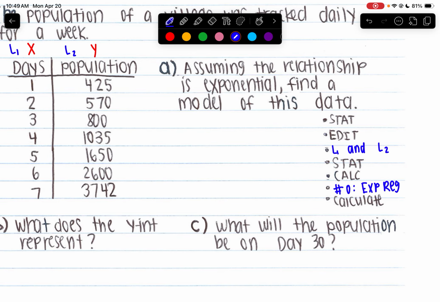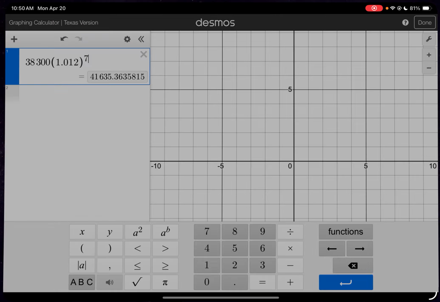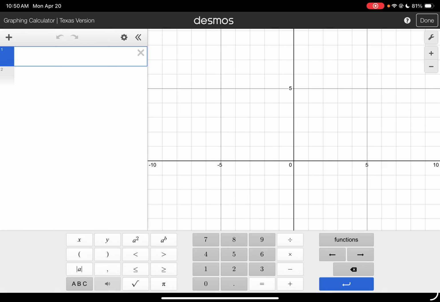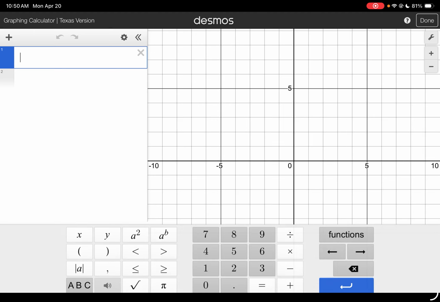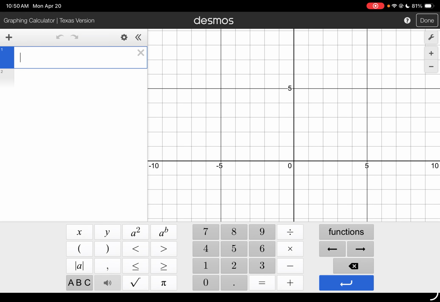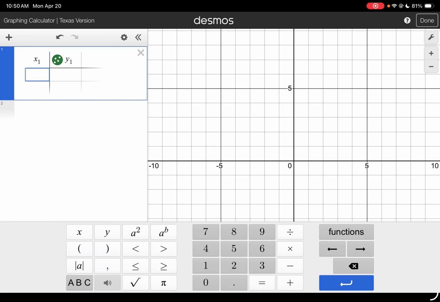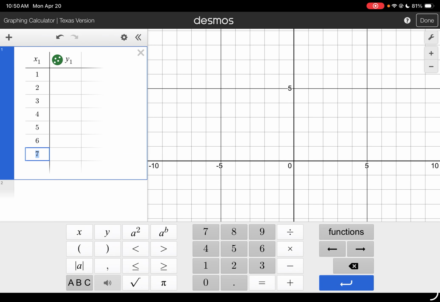So what we're going to do is we're going to type this table into Desmos. So I'm going to go ahead and create a table. So to create a table, you're going to press that top left corner where there's a plus sign. Once you press the plus sign, you're going to hit the table button, and you're going to type in the values here. So go through, 1, 2, 3, 4, 5, 6, 7. You do not want to create extra boxes because it does create errors. So you want to do just the bare minimum here. We're just typing everything in.